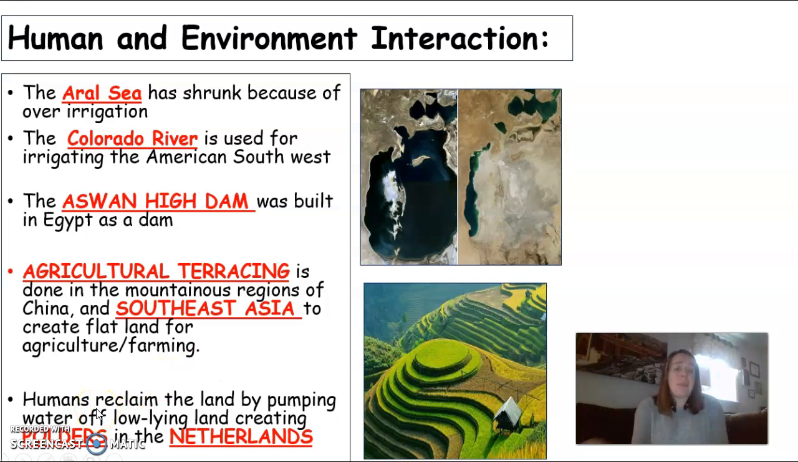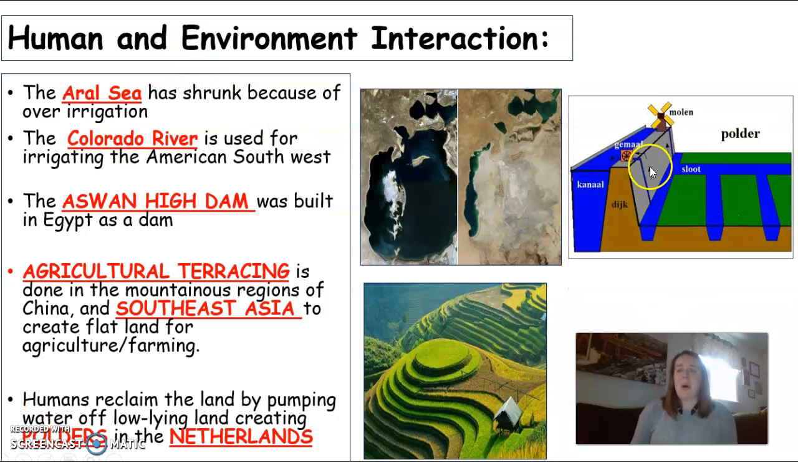Humans reclaim the land by pumping water off of low-lying lands, creating polders in the Netherlands, which is a low land, right at sea level, and so as a result, water is coming onto the land, and they have actually built pumps to pump water off of the land. Make sure you know what polders are. SOL loves to ask you about polders. So remember, a polder is when they've actually built pumps in order to get the water off of the land.